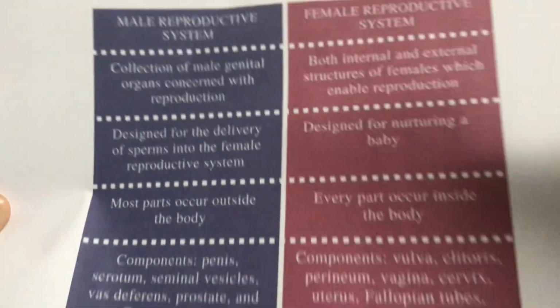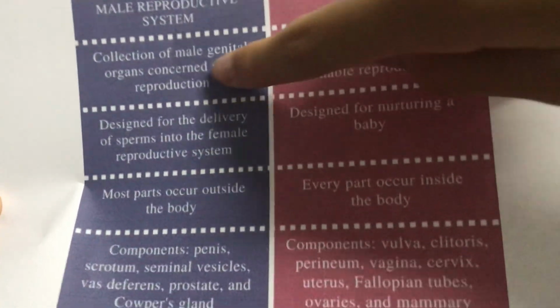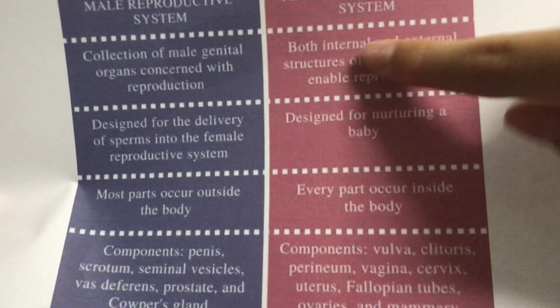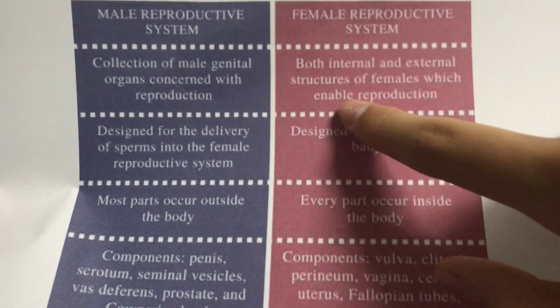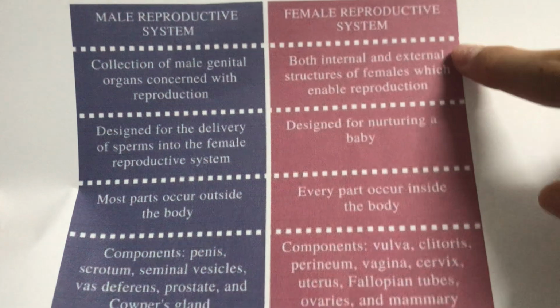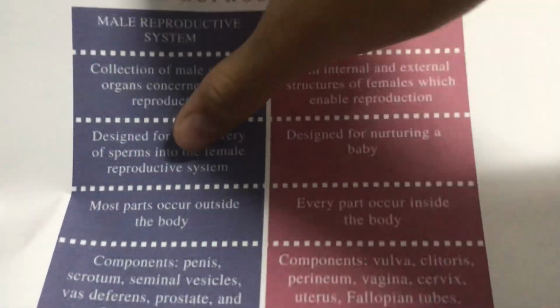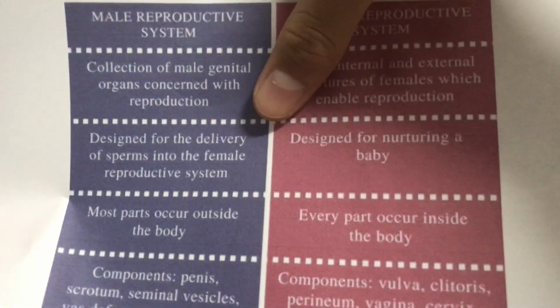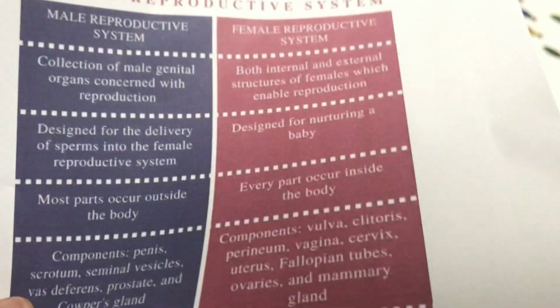We also have the collection of the male genital organs concerned with reproduction, both internal and external structures of females which enable reproduction. The male reproductive system is designed for delivery of sperm into the female reproductive system.